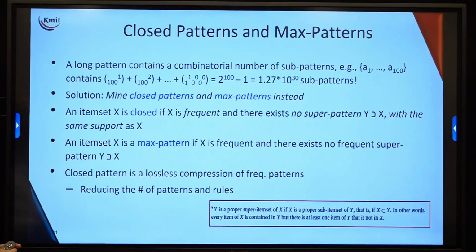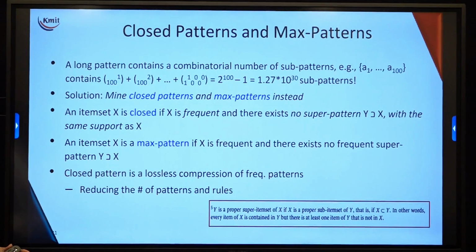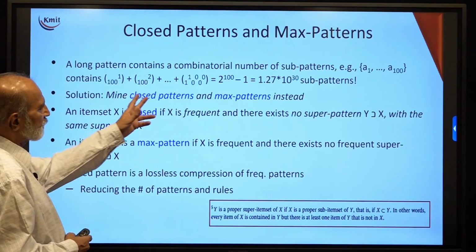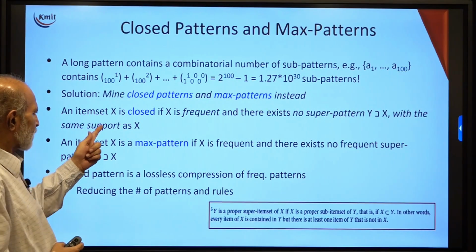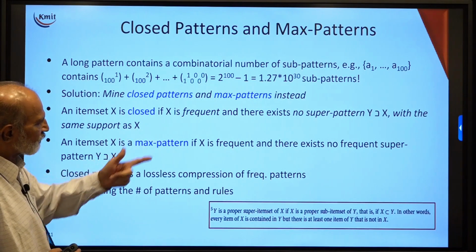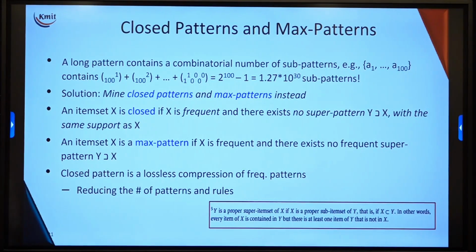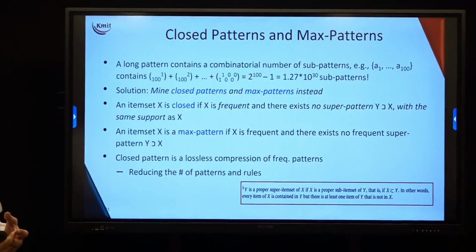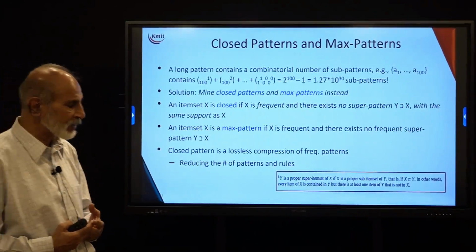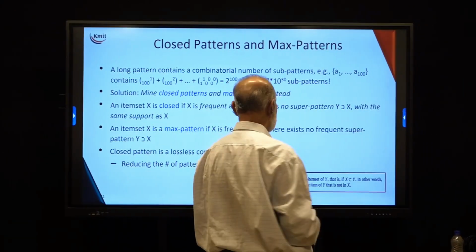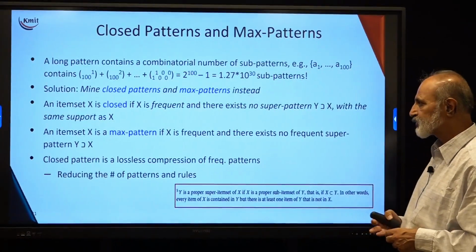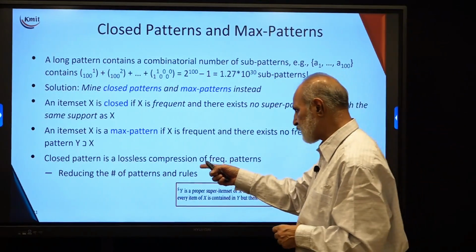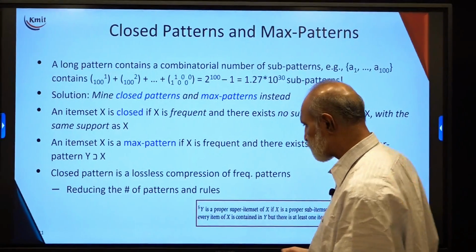So the solution is that a long pattern contains a number of sub patterns, like A1 up to A100, and may contain 1 choose 100, 2 choose 100 and things like that. So the solution is mining a closed pattern and finding the maximum patterns which are available. The item set X is said to be closed if X is frequent and there exists no super pattern. For example, I have bought 3 items, and there is another example where I have bought 5 items, where the 5 item set is a superset of the 3 item set. There is set theory, I hope every one of us knows. So we can define the superset and things like that. Closed item sets are what you call the lossless compression of a frequent item set.